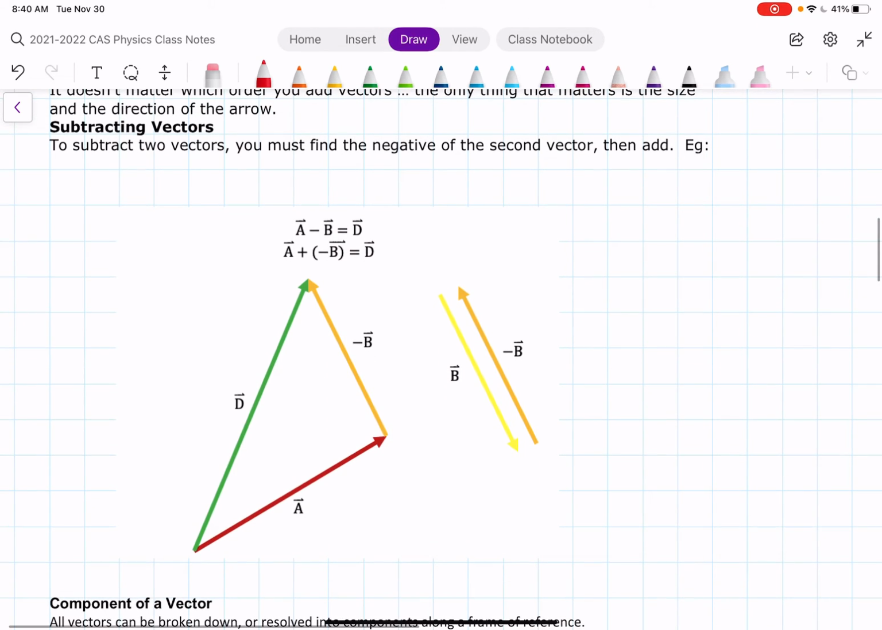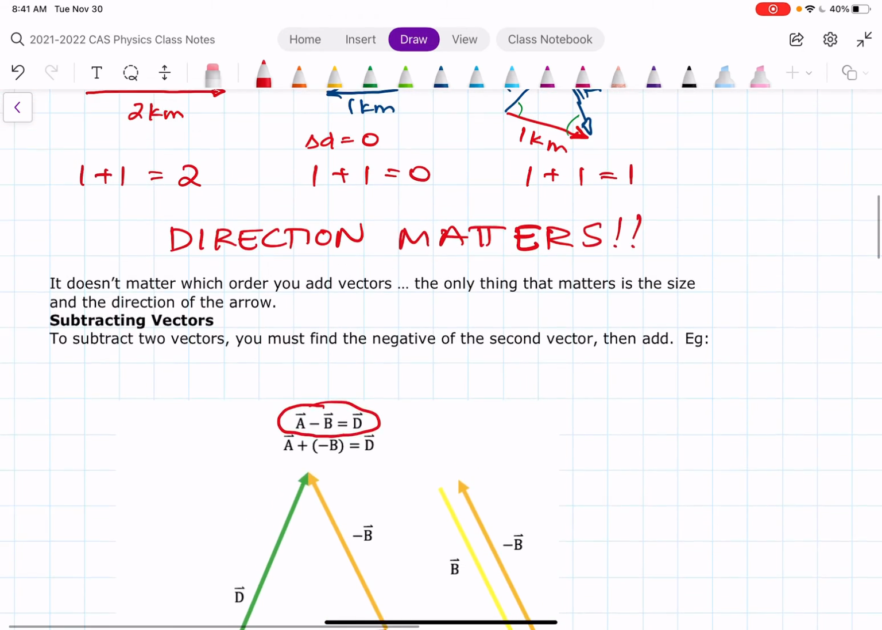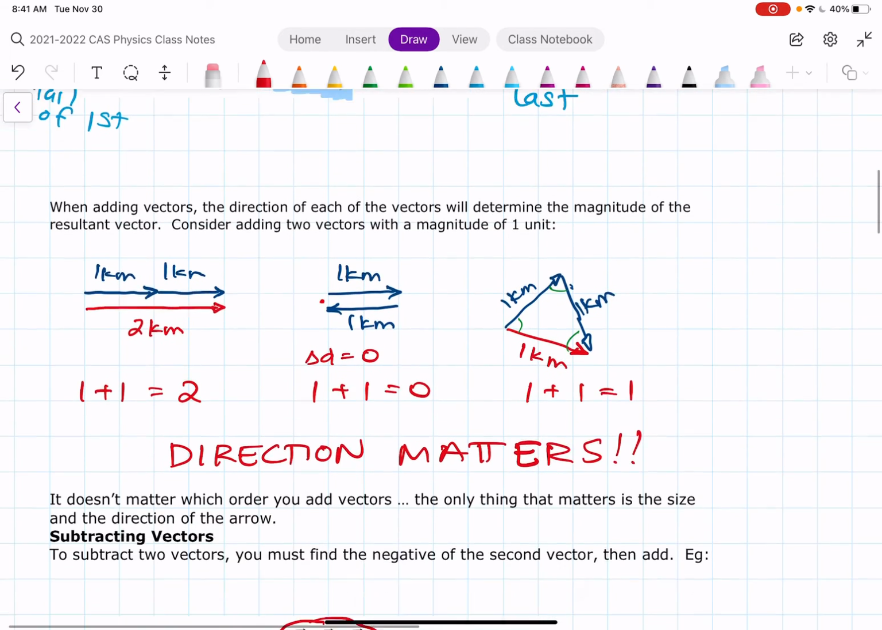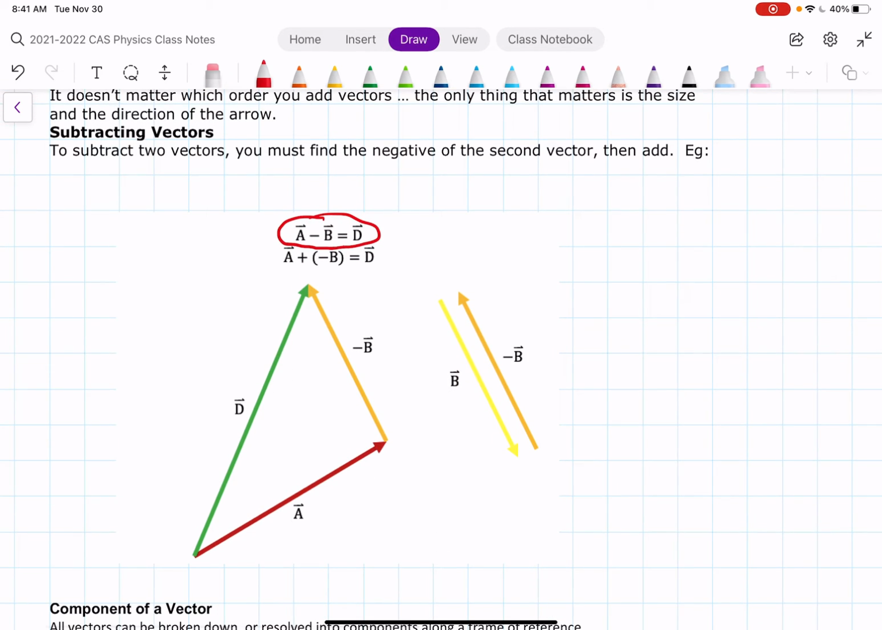When you subtract vectors, it's exactly the same idea. What we do instead is add the opposite. So let's say you want to do a minus b to get d. These are the same two vectors I'm looking at from before. Instead of adding them, I want to subtract them. All I'm going to do is take the vector b and reverse it. You must find the negative of the second vector. That means opposite direction.